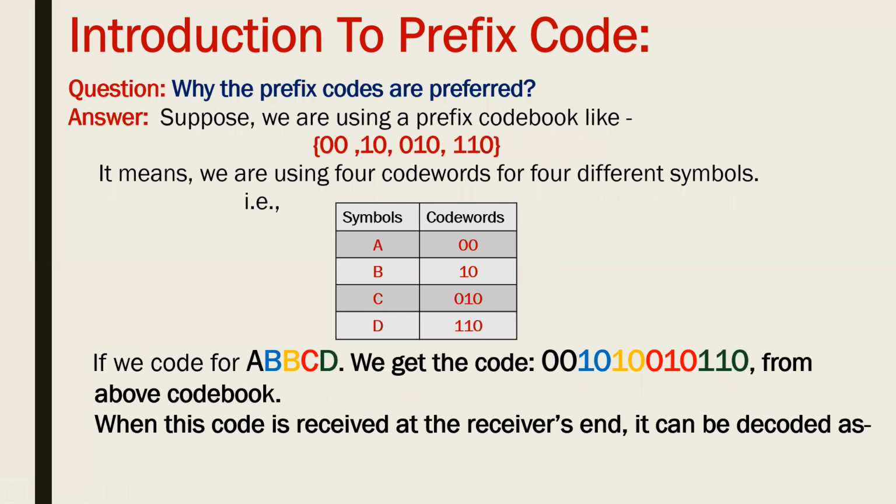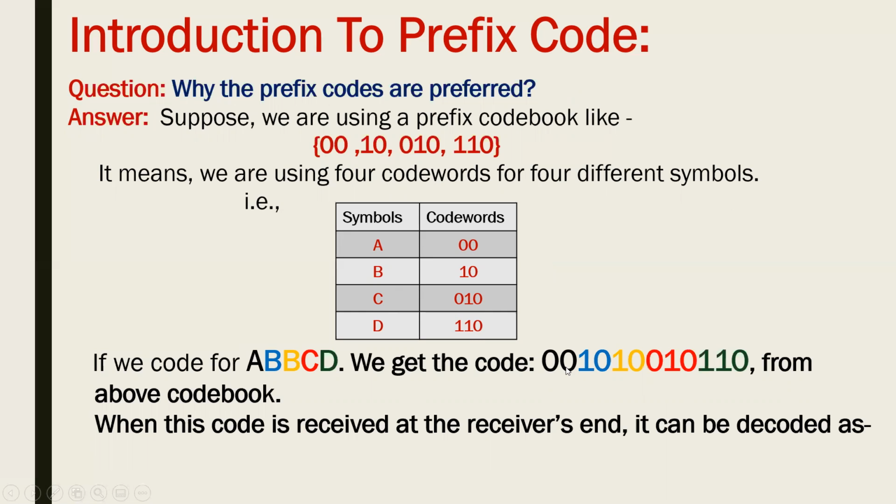Now when this code word is received at the receiver end, the receiver doesn't get any confusion. How? You can see that if we read a single zero, there are two options: either it is A or it is C. But as soon as we read another zero, we easily recognize that it is not C, but it is definitely A.